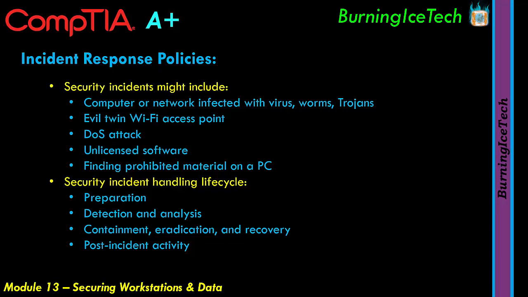And what do we do in such incidents? The first main category is security incidents, which might include, but are not limited to, a computer or network infected with a virus, worms, or trojans, just to name a few. Obviously, you get much more. I mean, you get spyware, ransomware, adware, and the list just goes on. So what do we do? What is the policy for when we find something like that?